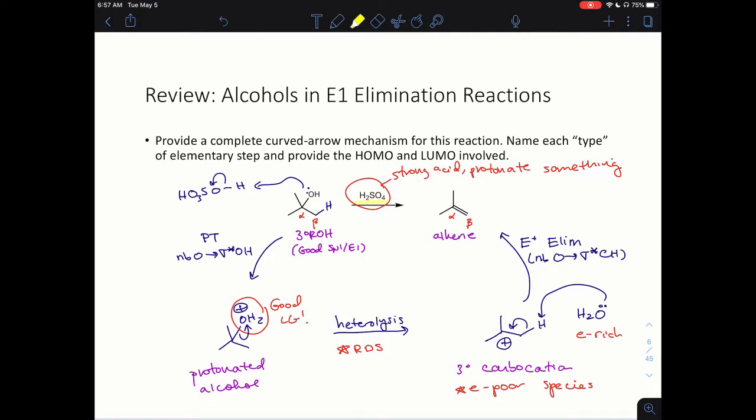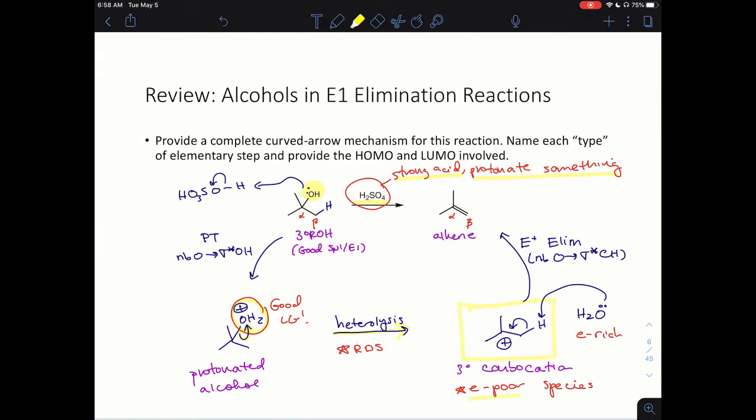So in general, when you see sulfuric acid or any strong acid, you need to protonate something, and it's no different here. So we protonate the alcohol with sulfuric acid to generate water. And now water is a good leaving group. So this bond cleaves, it goes by heterolysis, and we form this tertiary carbocation.